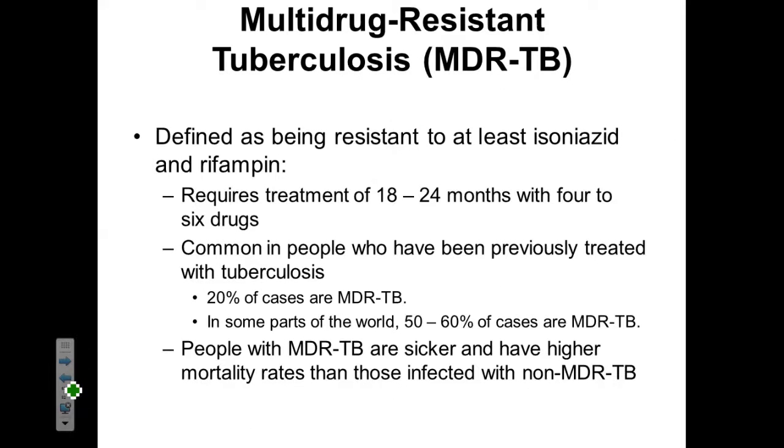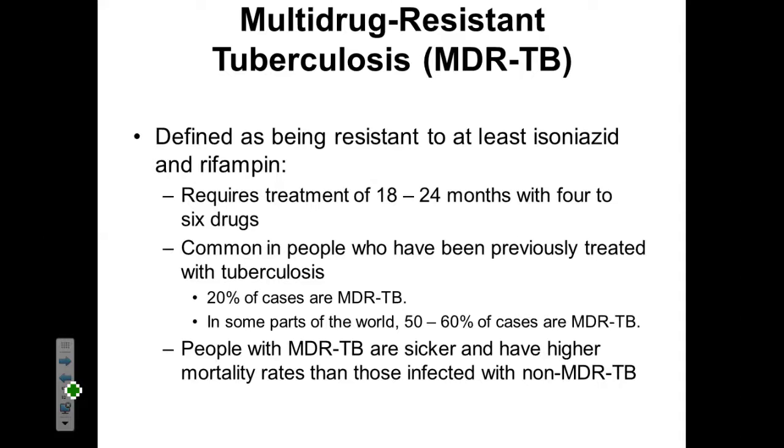Now, if we look at these multidrug-resistant strains of tuberculosis, they need to be resistant to at least isoniazid and rifampin. So they need to be resistant to the 2 most common drugs. This means that the patient needs to be treated for approximately 2 years with 4 to 6 drugs. And it's very common in people who have been previously treated for tuberculosis. If we look right now worldwide, 20% of cases of tuberculosis are multidrug-resistant TB.